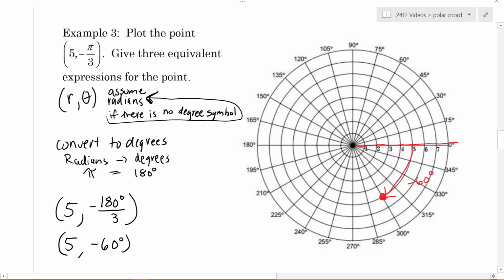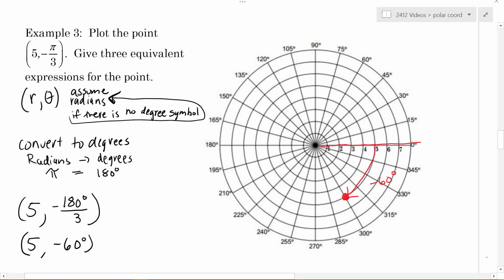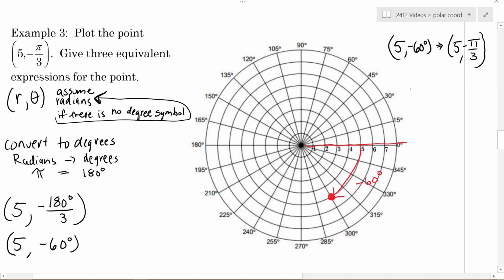Now what we're asked to do is come up with 3 equivalent expressions for that same point. Okay, so I'm going to do a couple of things here. First of all, I'm going to write down the point that we just plotted. And when you are presented with your original polar coordinate in terms of radians, then your answer should be given in the end in terms of radians. So I'm going to make sure that my final answer is converted back to radians. So that point is 5 comma negative pi over 3.